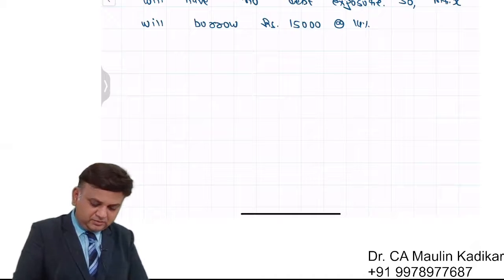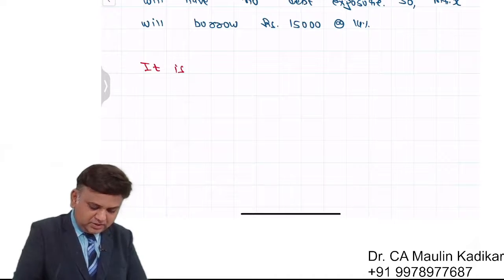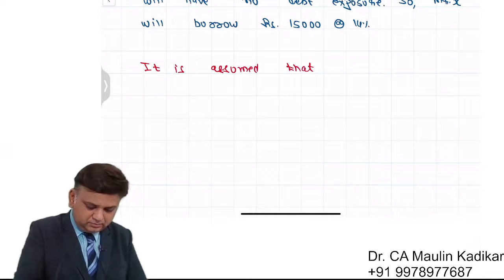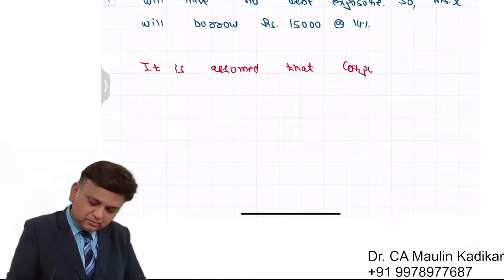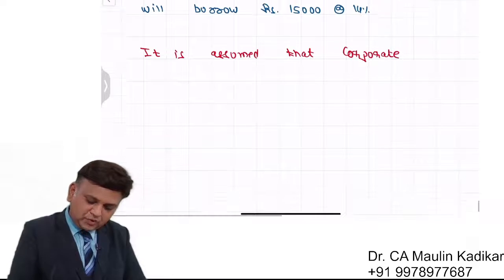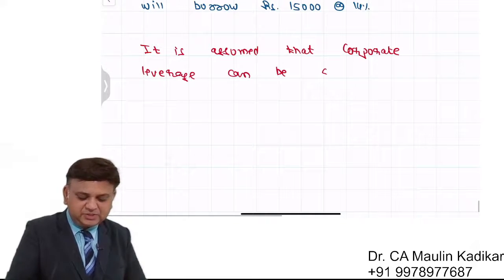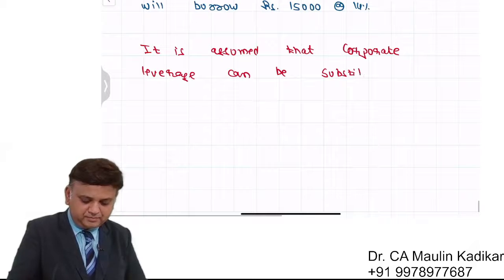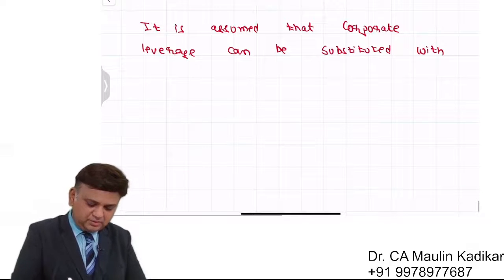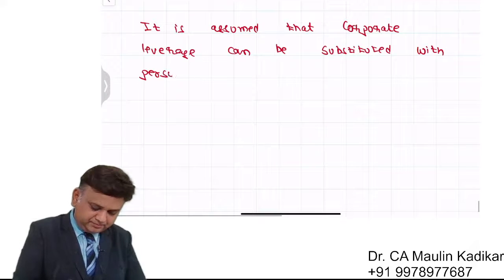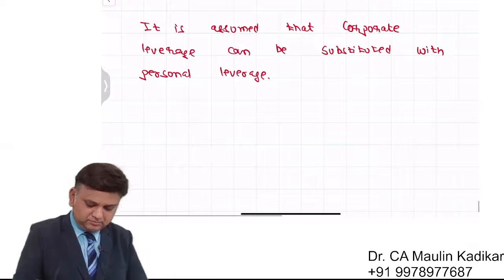With paragraph write down, it is assumed that corporate leverage can be substituted with personal leverage. Full stop.